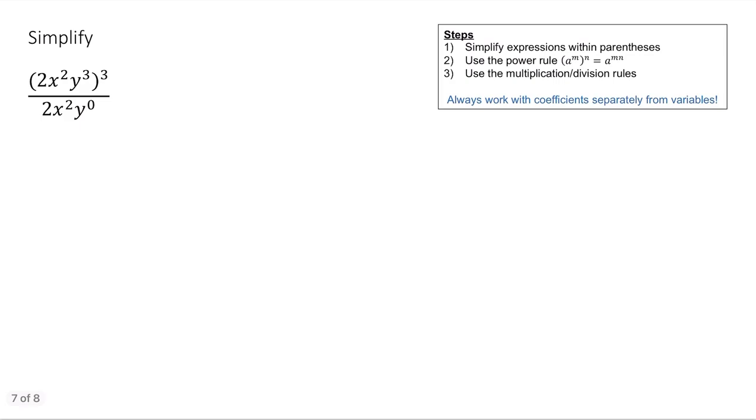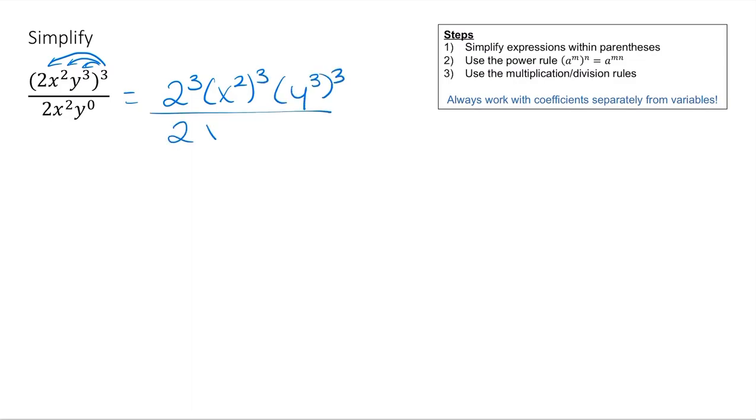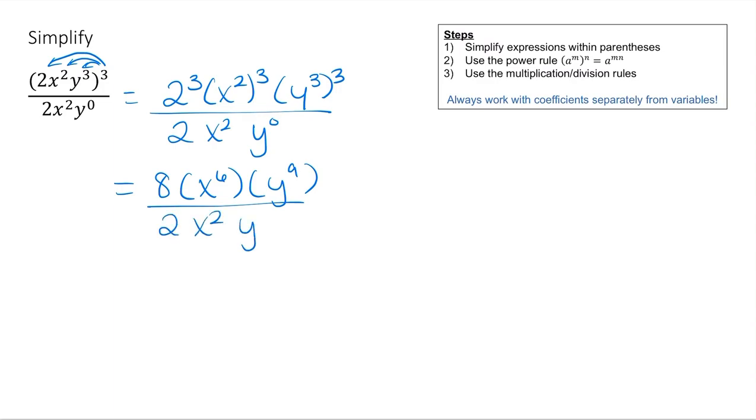Now let's try simplifying this expression. So notice I have a power in the numerator, so I'm going to distribute that to every term. So that's going to give me 2 to the 3rd times x squared to the 3rd times y to the 3rd to the 3rd over 2x squared y to the 0. 2 to the 3rd is just 2 times 2 times 2, so that's going to be 8. And then x squared to the 3rd, I need to multiply my exponents, so I have x to the 6th. Y cubed to the 3rd is going to be y to the 3 times 3, which is 9. And that's over 2x squared y to the 0.